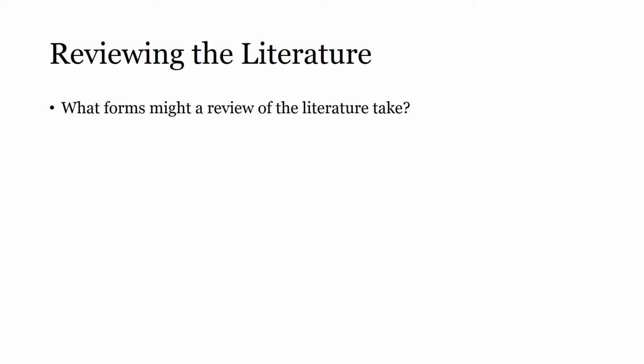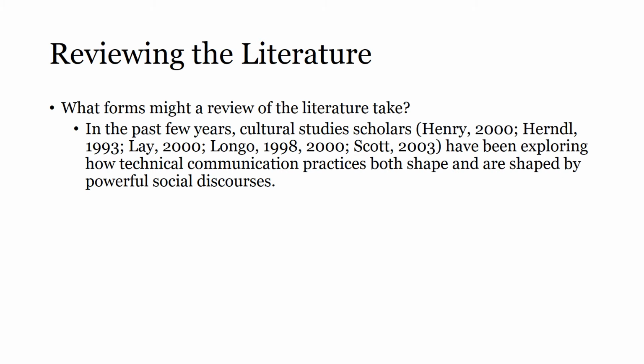So what forms might a review of the literature take? It could look like this. This is the first sentence to an article, and you can see that the writer of this article cites 5 different articles, actually 6 different studies, in the area of cultural studies as they relate to technical communication.